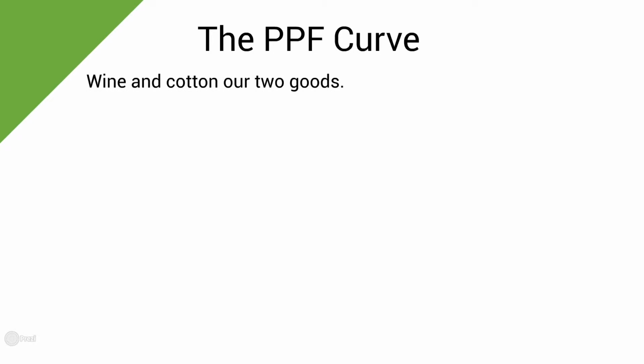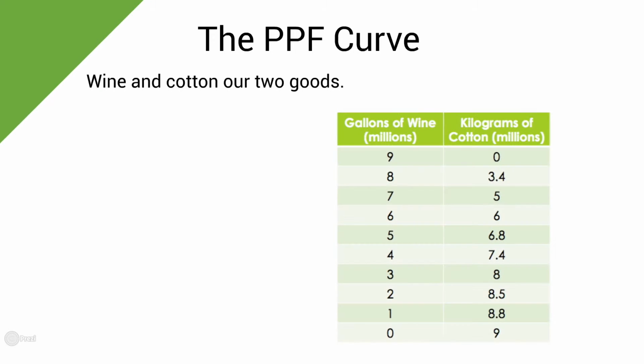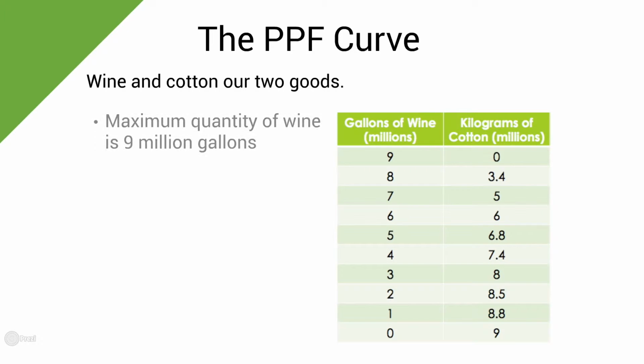So let's look at a PPF curve. The two goods in this economy are wine and cotton. We can see the table on the side that shows the combination of goods that can be produced when all of our resources are being used. When all of our resources are put into wine production, we can produce 9 million gallons of wine. And as all of our resources are put into wine production, no resources are going towards cotton production, which means that 0 million kilograms of cotton is being produced. So the maximum amount of wine we can produce in the economy is 9 million gallons of wine.